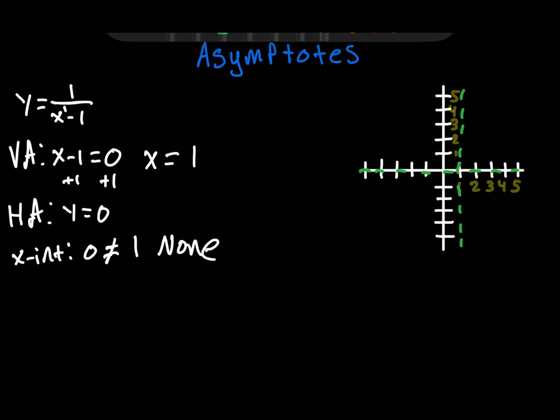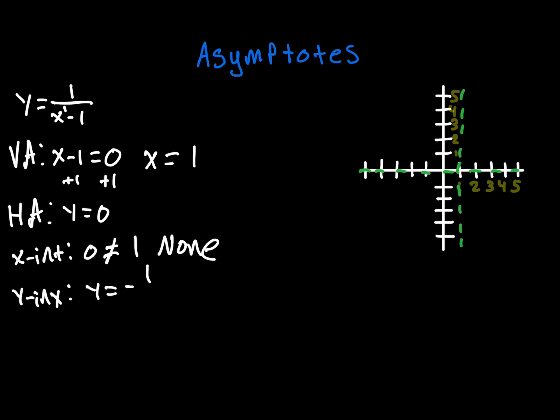Now let's move on to the y-intercept. To figure out the y-intercept, we have to set x equal to 0. So let's simply do that. y equals 1 over 0 minus 1. The denominator is negative 1, so it will be 1 over negative 1. So simply, our y-intercept would be (0, negative 1).